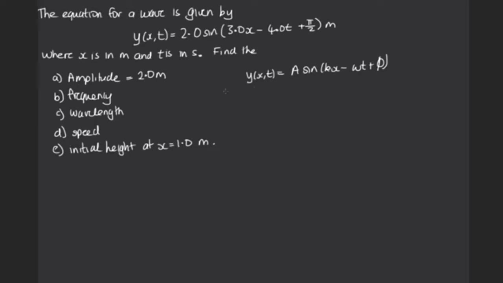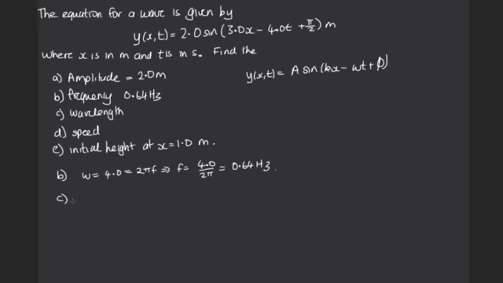Now to find the frequency, we're going to need to look at omega. Omega is in front of the t, so we know that omega is equal to 4.0, and omega is also equal to 2πf. So this tells us that the frequency is equal to 4 over 2π, and so we can solve that and we get 0.64 hertz. That's the answer to B, the frequency. So 0.64 hertz.